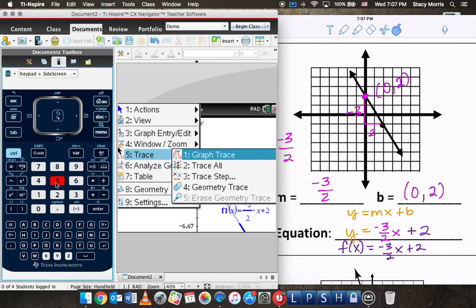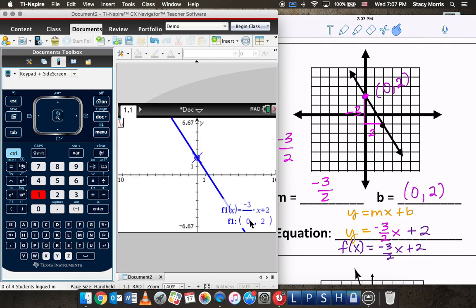So menu, trace, graph trace. So it says our y-intercept is 0, 2. If I scroll off of this on my graph and then I go back, it even highlights, that yellow box pops up and tells me y-intercept. There it is. So then I could find another point.